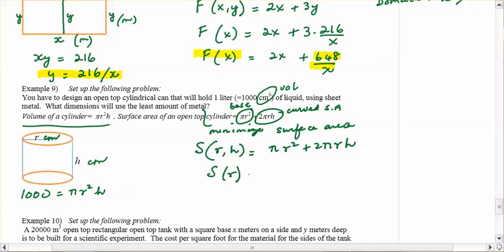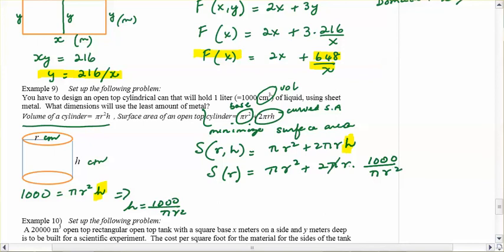Let's go with r. H is the most convenient choice to replace. I know that h is 1,000 over pi r squared. So S in terms of r is pi r squared plus 2 pi r times 1,000 over pi r squared. Woohoo, the pi's cancel and r cancels. I get S in terms of r is pi r squared plus, what's that, 2,000 over r.